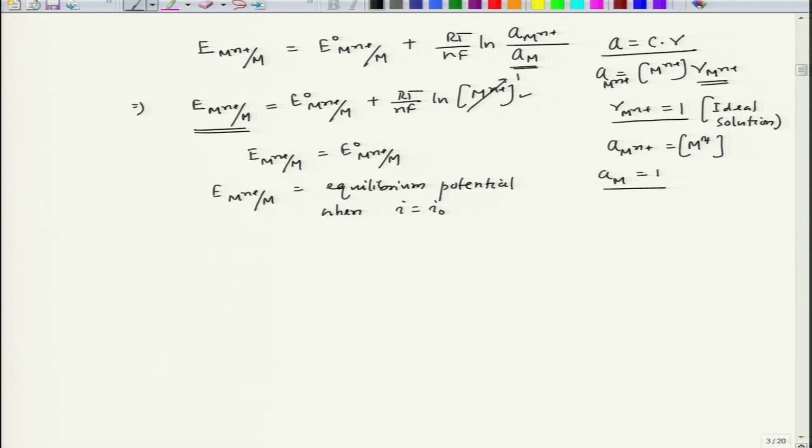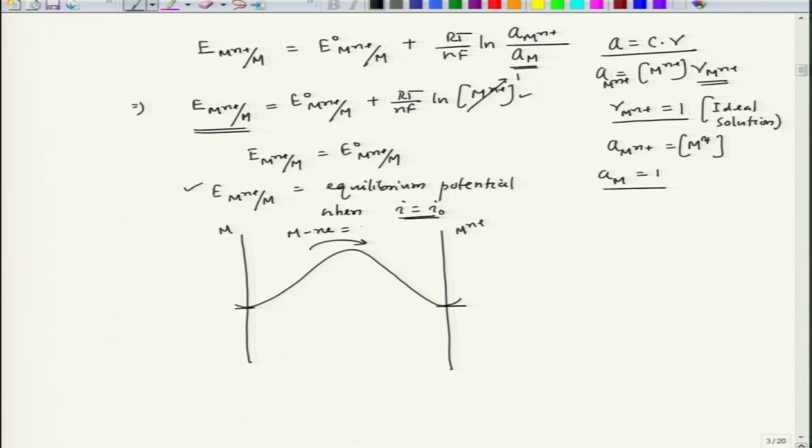Now, if we can express this in the form of energetics, then that energetics will look like this. So, that means we have double layers, and this is the M^(n+) layer, this is M, and at this condition, that means equilibrium potential, when I equals I0, the reversible condition, if I draw it, the energetics will look like this. So, this is the M side, this is the metal ion side, and if this process is taking place, M minus ne equals M^(n+), and if this process is taking place, M^(n+) plus ne equals M.